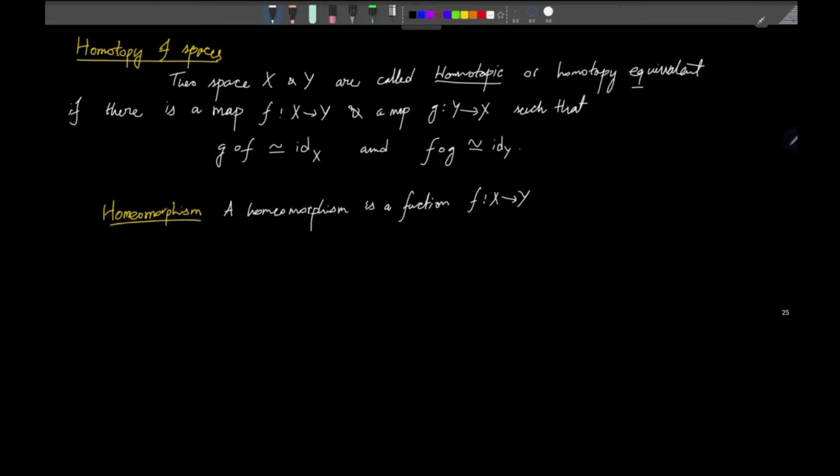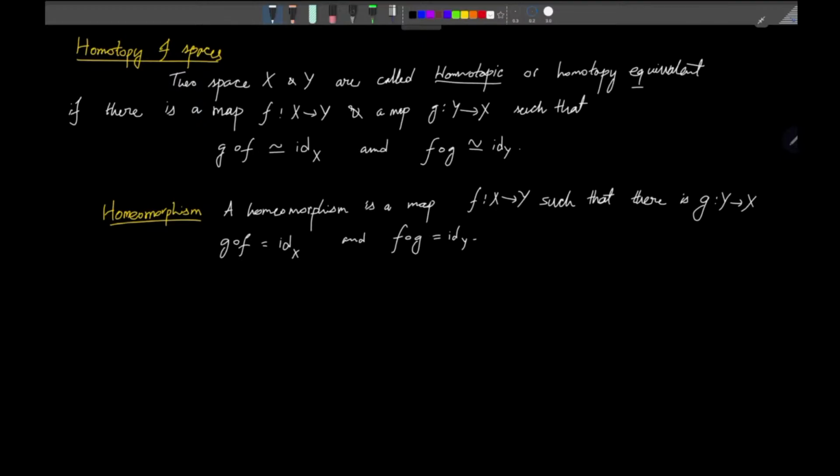Now, to put this in the more canonical language of a categorical isomorphism, we say a homeomorphism is nothing but an isomorphism in the category of topological spaces. But in the language of mortals, we can say a homeomorphism is a function or a continuous map. I really prefer the word map in the case of topology because it just sounds more stylish. A homeomorphism is a map f from X to Y such that it has an inverse. There is another map G from Y to X, and G being its inverse means G composed with F is equal to the identity map on X, and F composed with G is also equal to the identity map on Y.